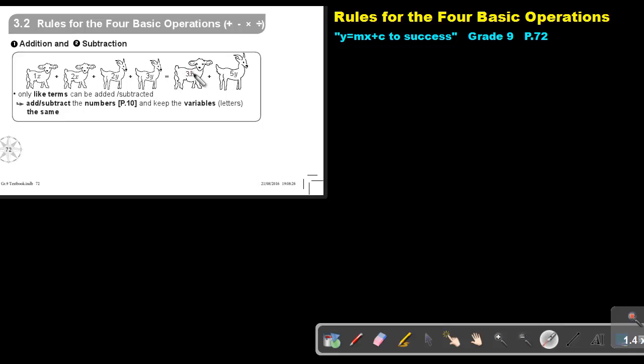I cannot add sheep and goats together. I cannot say I have 8 sheep goats. I have 3 sheep and I have 5 goats. That's exactly the same. Your answer will have 2 or 3 or 5 unlike terms.